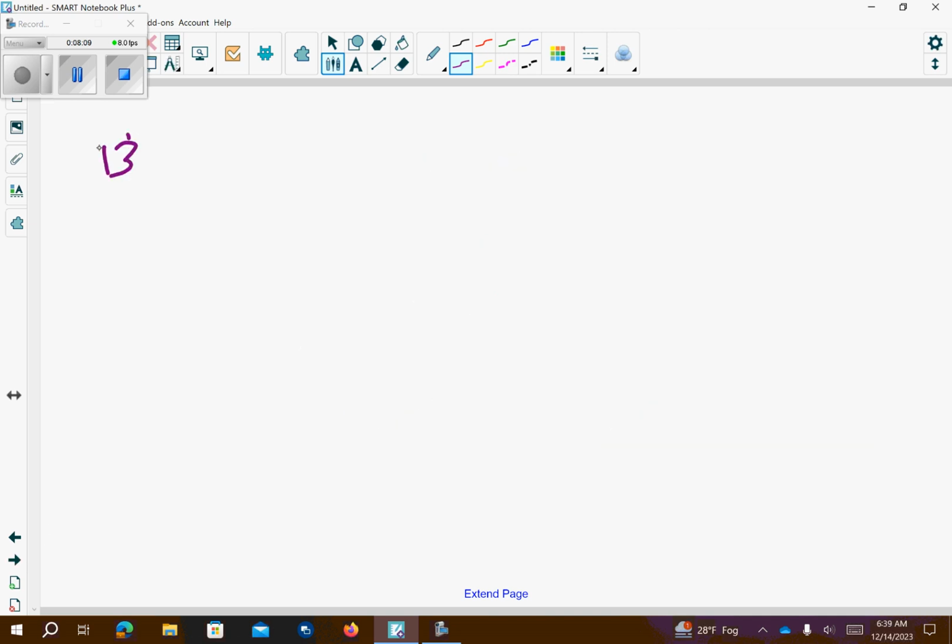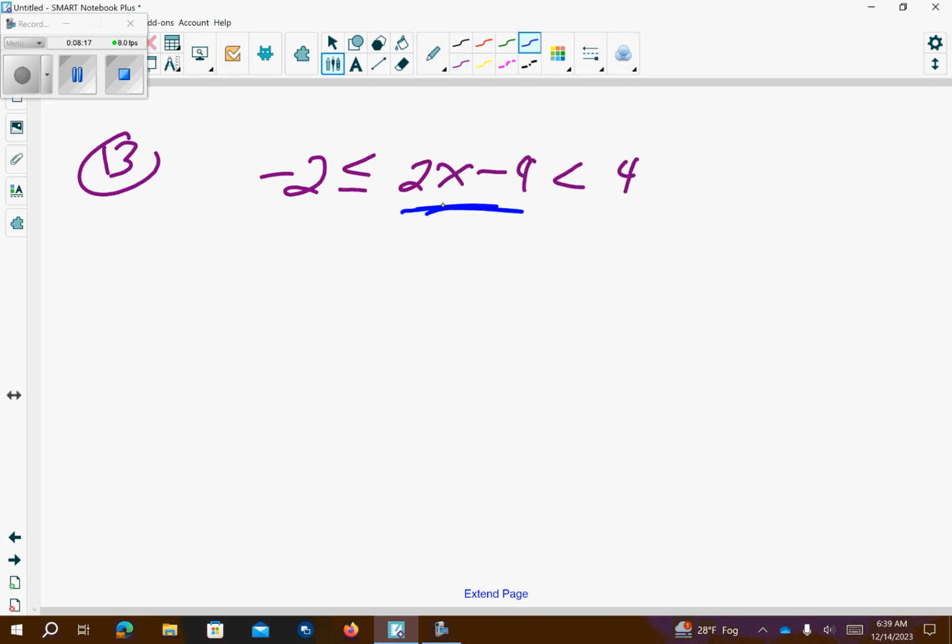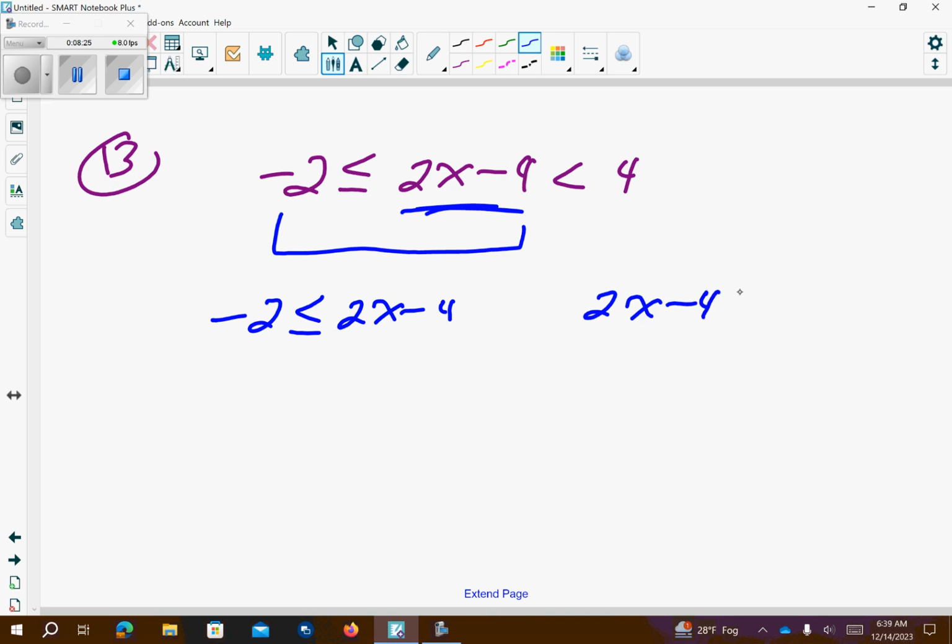Number 13, I have negative 2 less than or equal to 2x minus 4 is less than 4. Remember, when you have the two sets of inequalities, you're going to break it into two problems. So here's one problem. And then the other problem is going to look like this. Okay, so I'm going to add 4 to both sides here.